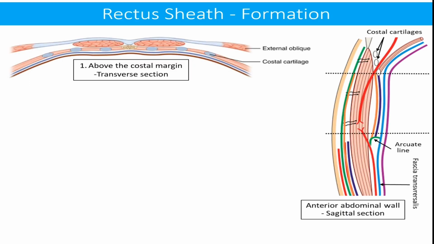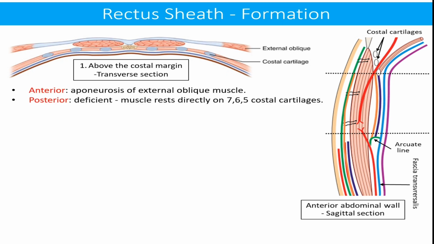Now we come to the formation of the rectus sheath. First, above the costal margin. Anteriorly, it is formed by aponeurosis of the external oblique, whereas posteriorly it is deficient, hence muscle rests directly on the 7th, 6th and 5th costal cartilages.